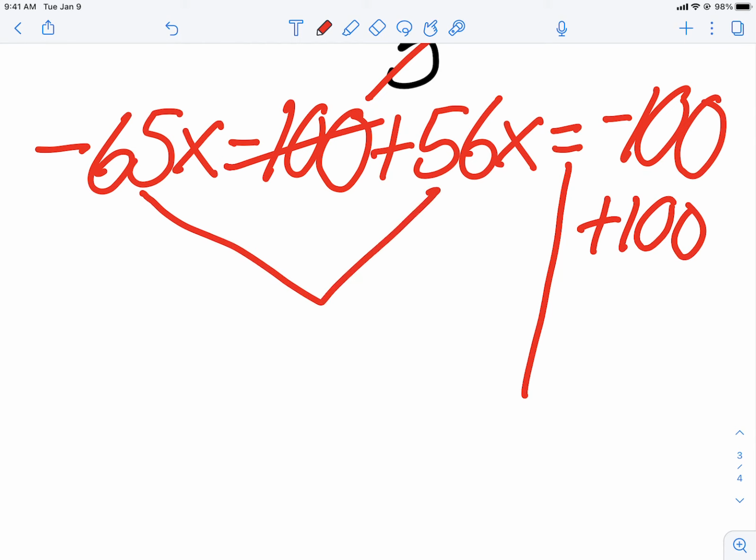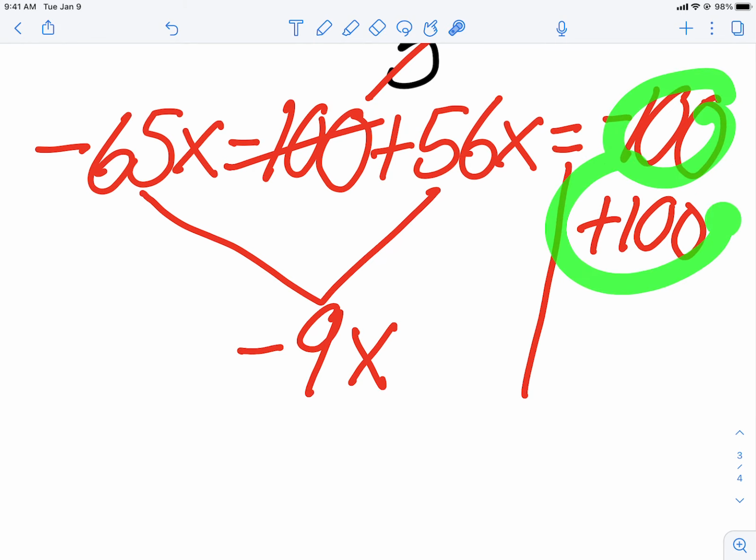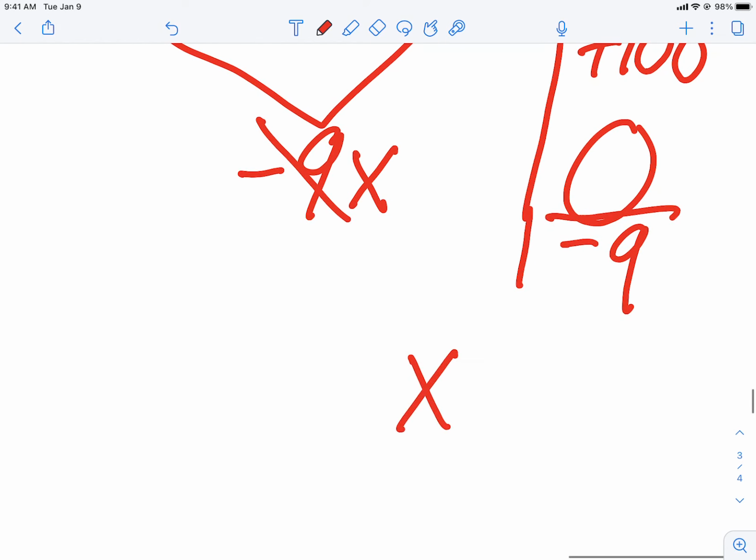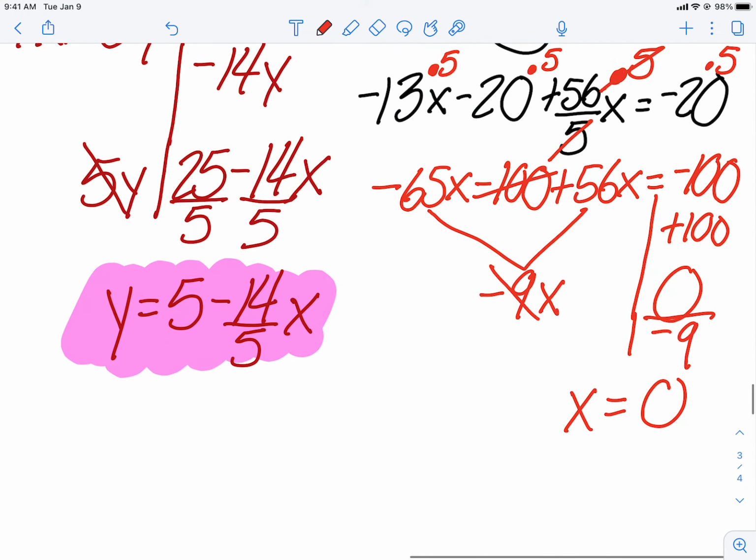These two dudes are like terms because they're both x. Different signs, I subtract. 65 minus 56 is 9x. And it's negative because 65 is bigger. Negative 100 and positive 100 are not the same sign, so 100 minus 100 is 0. The opposite of multiplying by negative 9 is dividing by negative 9. 0 divided by 9, 0 divided by anything is 0.